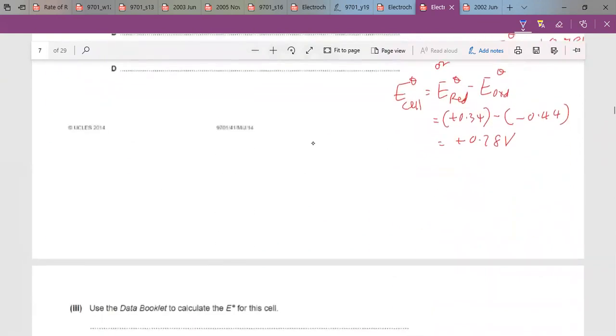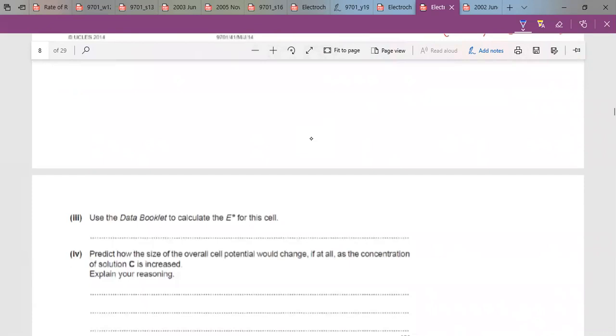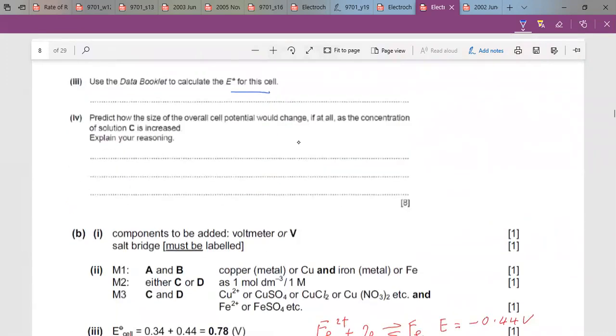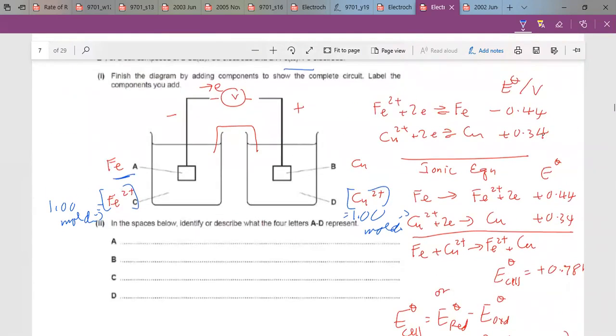Here, simple. Calculate the E of the cell. They didn't ask you to write the equation, but I wrote it just in case you want to know. You no need to write, even easier still. Now, these are the two E naught values I quoted down here for you, all reduction, original. Minus, so iron with minus becomes positive, right? Of course, this undergoes oxidation and this undergoes reduction. Simple as that.